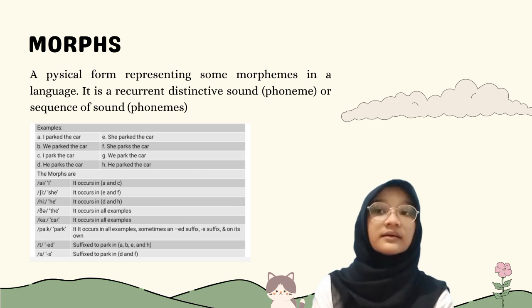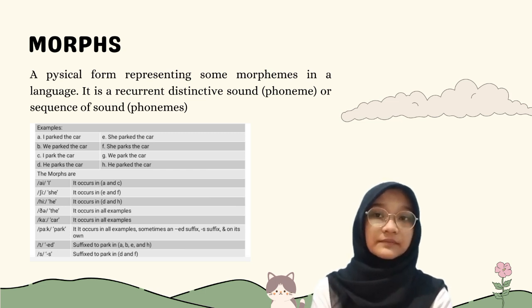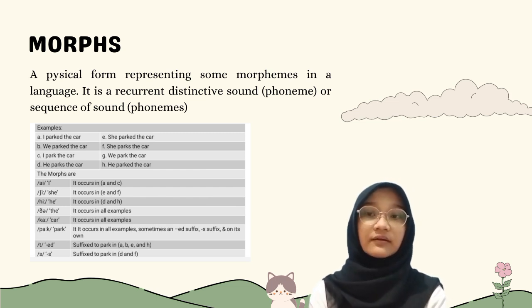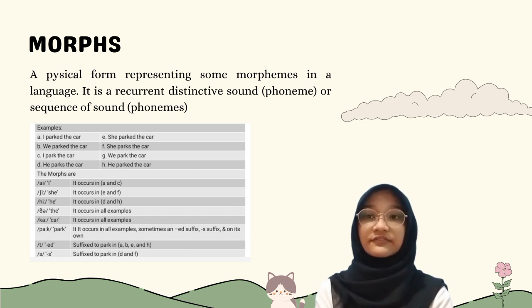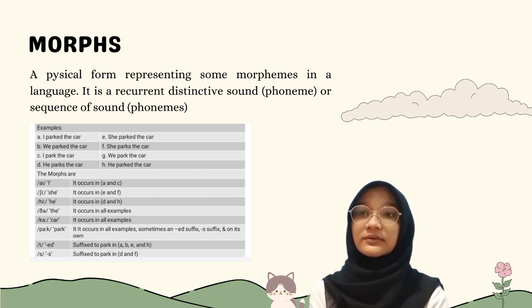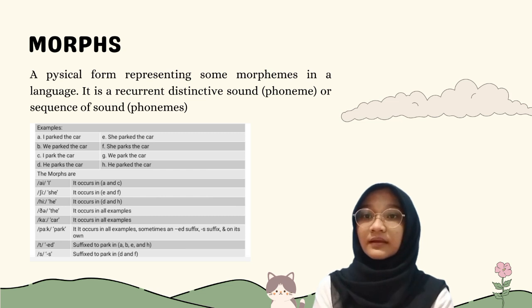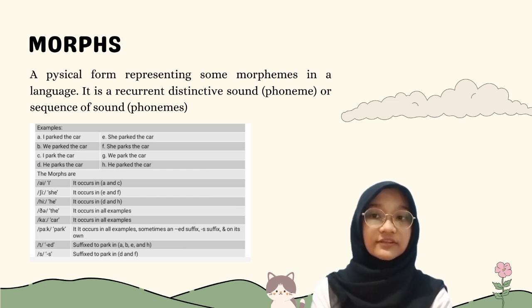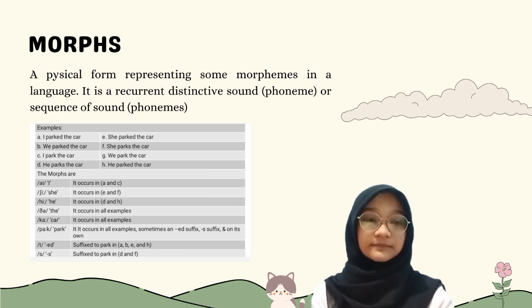Next, "park" occurs in all examples, but sometimes it is used with an -ed suffix, an -s suffix, and sometimes on its own. For the -ed suffix, you can see it on the word "parked" in B and H. And for the -s suffix, you can see it in D and F for the word "parks".